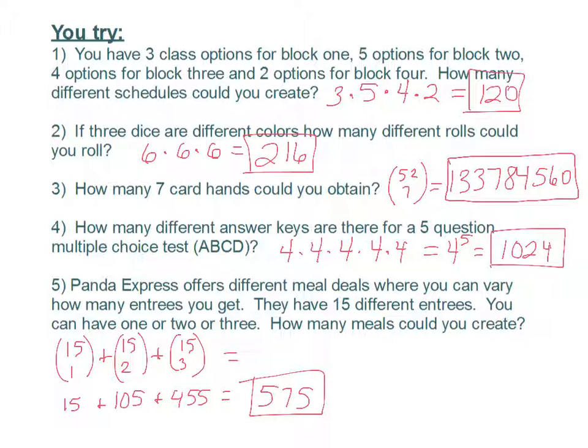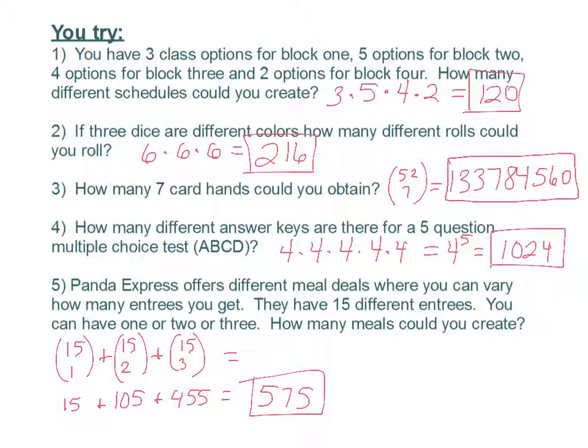Okay, the Panda Express problem is the one like the Subway problem. There's 15 different entrees, and you can have 1 or 2 or 3. How many meals could I create? Well, I want to have at least 1, otherwise I'm not eating. So that's why I didn't have a 15 choose 0 here. And this was definitely easier for me to do what they wanted as opposed to do what they didn't want. It was 1 or 2 or 3.